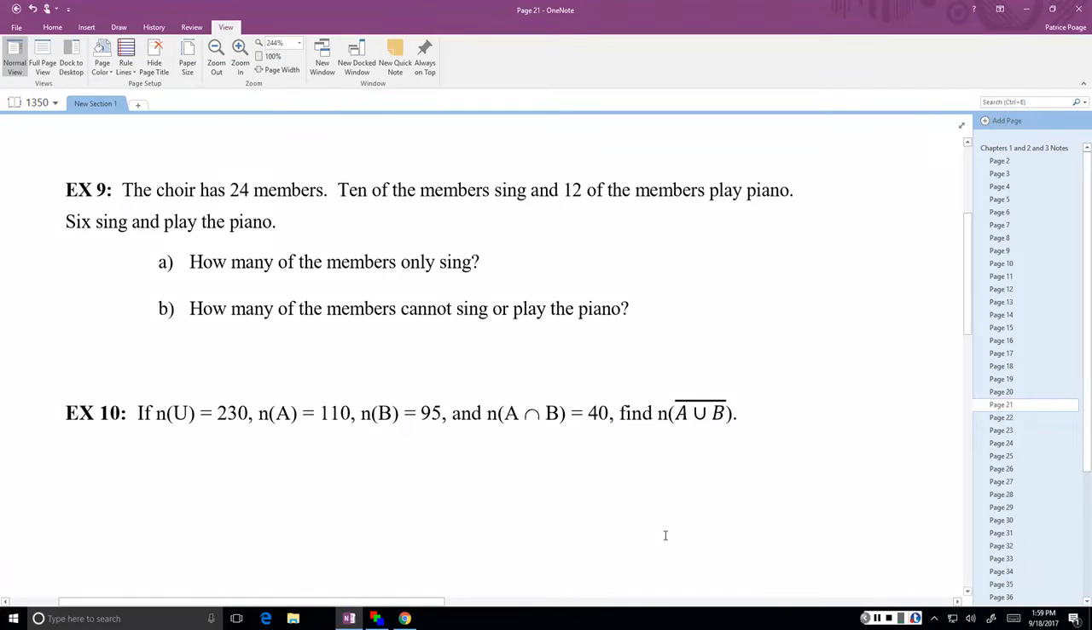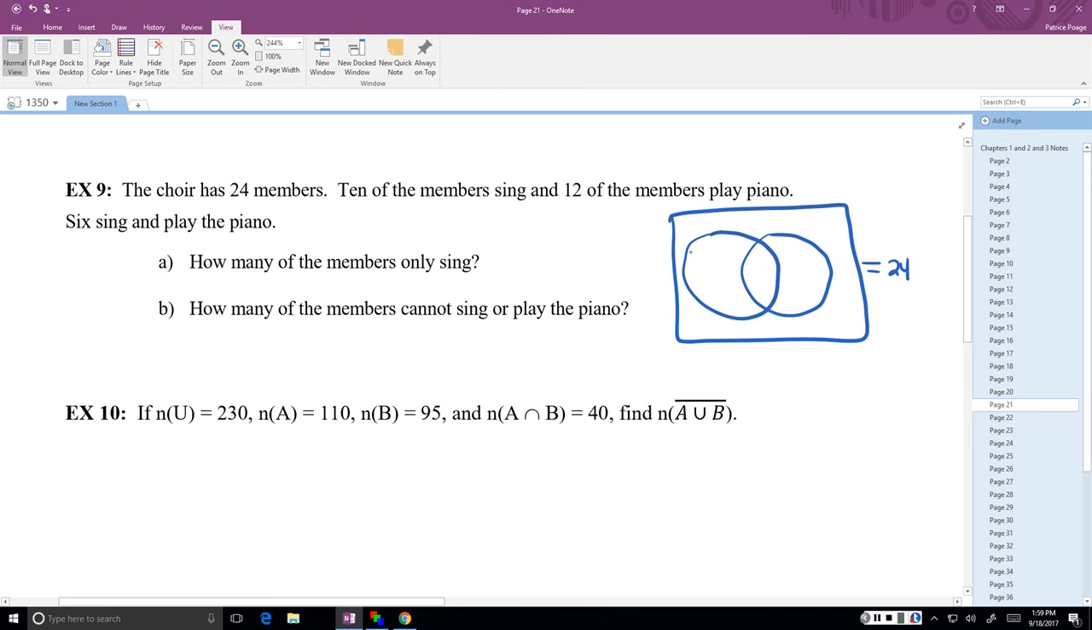It says we're going to answer questions using our Venn diagrams, pictures. So the choir has 24 members. 10 members sing, 12 play the piano, 6 sing and play the piano, and then it asks you questions. You know what my hint's going to be? Draw a picture. So this is our universe. Who is our universe? The 24 members of the choir. And we're broken down into 2 sets of people that it told us about. Those who can sing and those who play the piano.